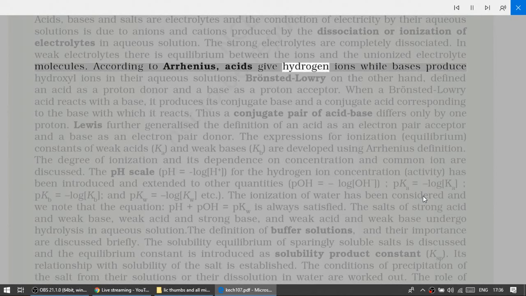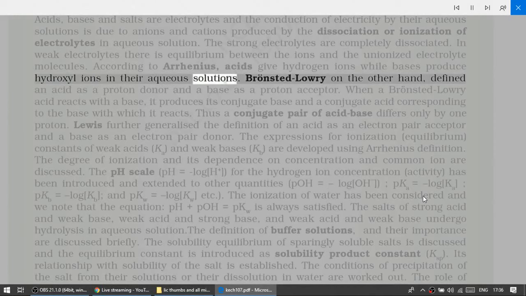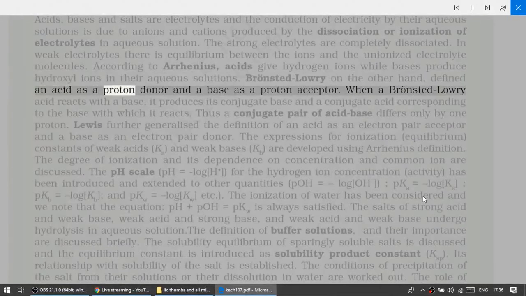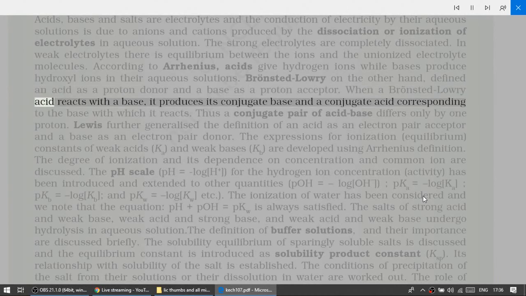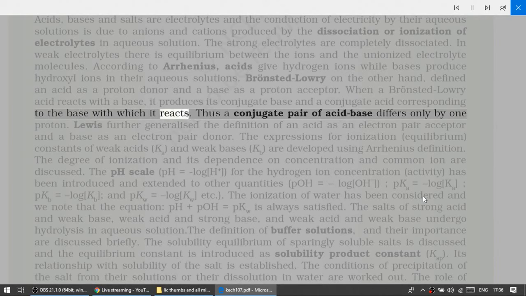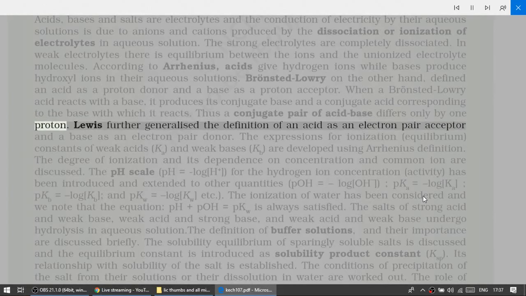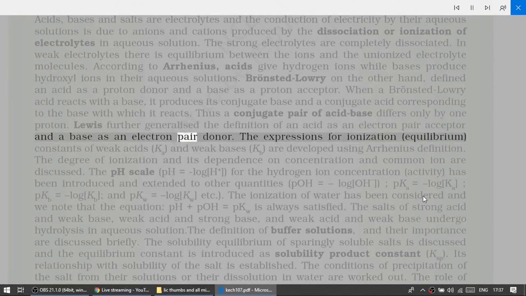According to Arrhenius, acids give hydrogen ions while bases produce hydroxyl ions in their aqueous solutions. Bronsted-Lowry, on the other hand, defined an acid as a proton donor and a base as a proton acceptor. When a Bronsted-Lowry acid reacts with a base, it produces its conjugate base and a conjugate acid corresponding to the base with which it reacts. Thus a conjugate pair of acid-base differs only by one proton. Lewis further generalized the definition of an acid as an electron pair acceptor and a base as an electron pair donor.